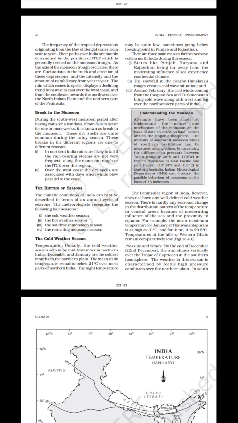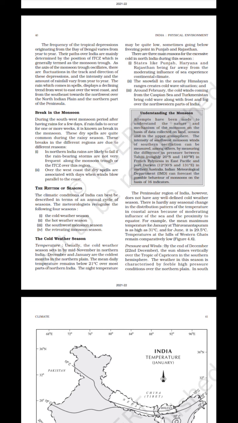The rain, which comes in spells, displays a declining trend from west to east over the west coast and from the southeast towards the northwest over the North Indian plain and the northern part of the peninsula.